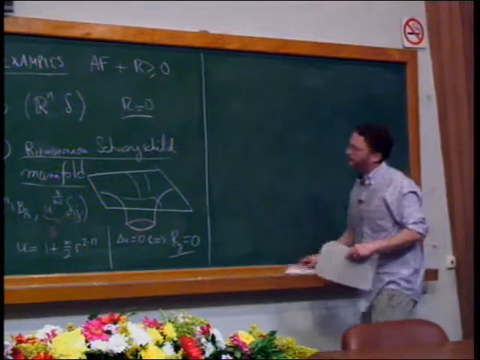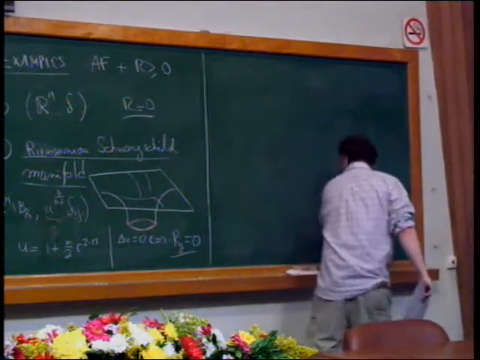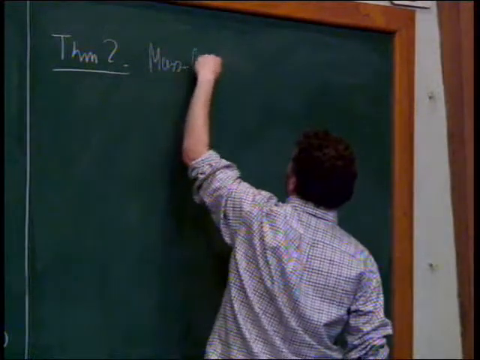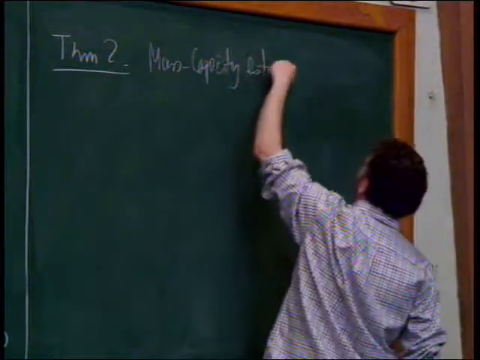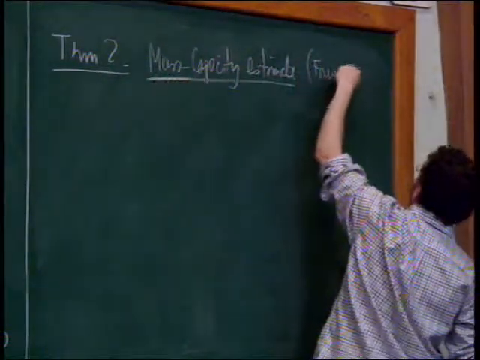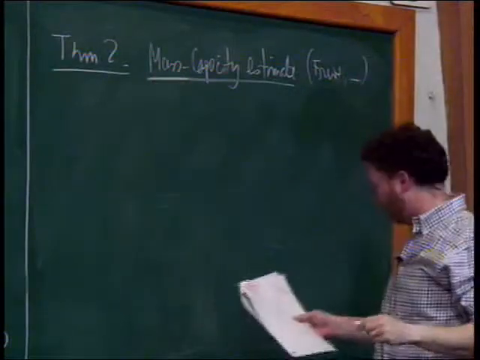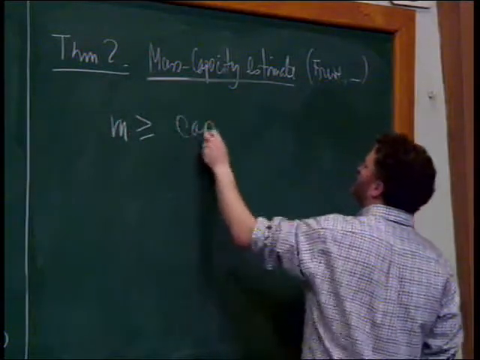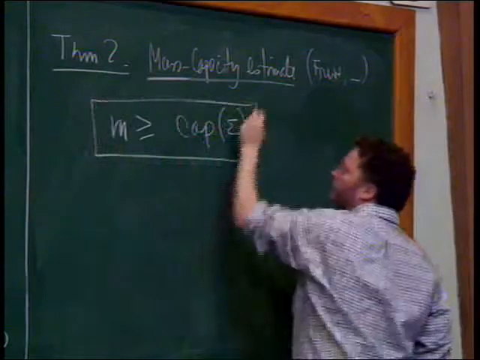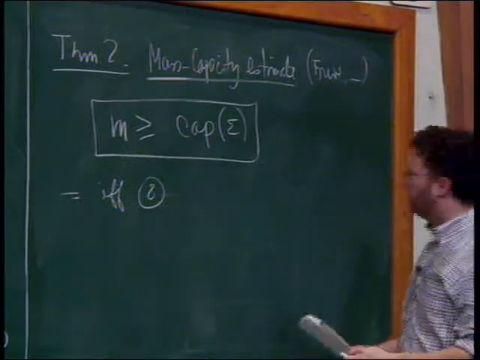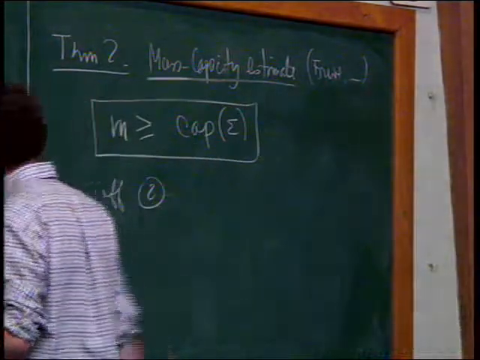And so I'll lay out all the theorems that we can prove, and then maybe we'll see what happens. Theorem 2. This is some mass capacity estimate. I'll say some words about this, again by Freire and I. We put this on the arXiv about 2 weeks ago. The mass is greater or equal than the capacity of sigma. And then again, equality if and only if Riemannian Schwarzschild.